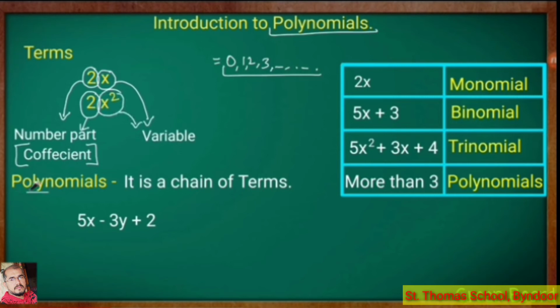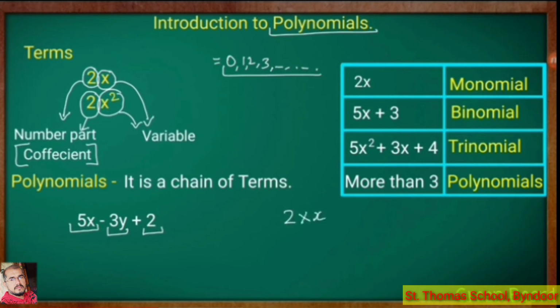A group of these together we can write as a polynomial. So a polynomial is a chain of terms. In the example, 5x is one term, 3y is another term, and 2 is the last term. In between, the terms are separated by the minus sign and plus sign. Here 2 is the last term, which we consider a constant term.